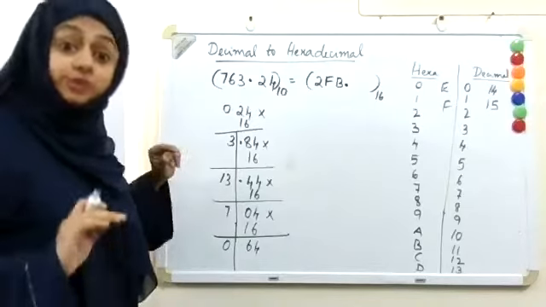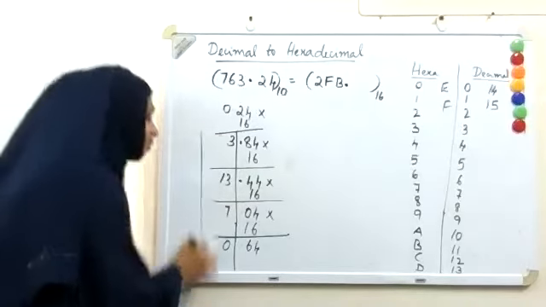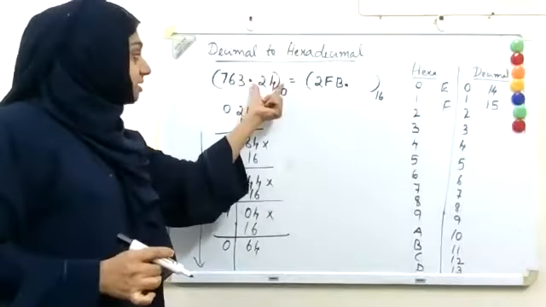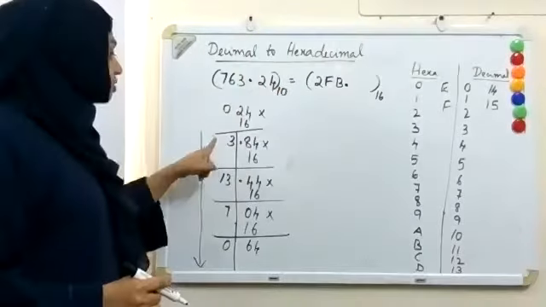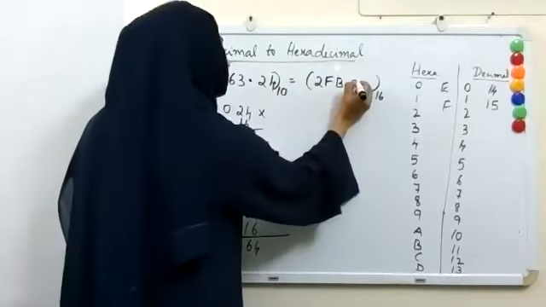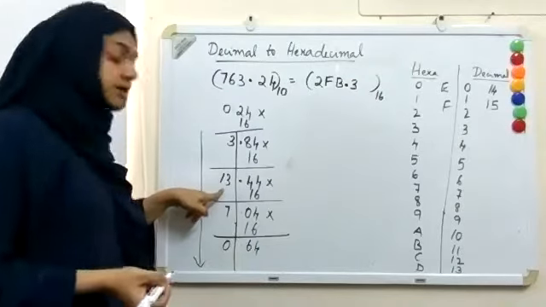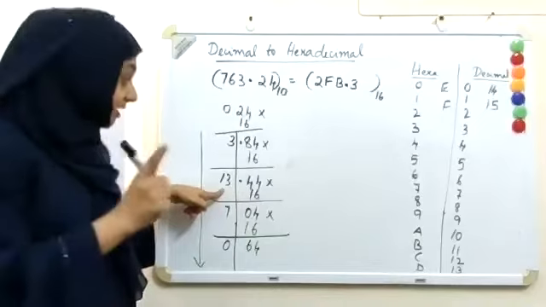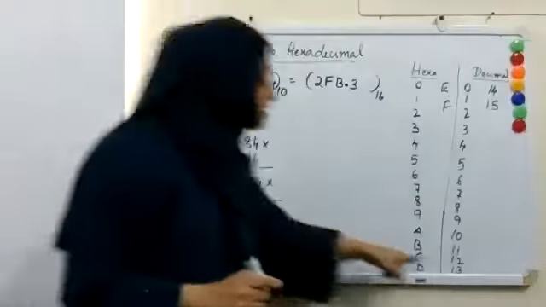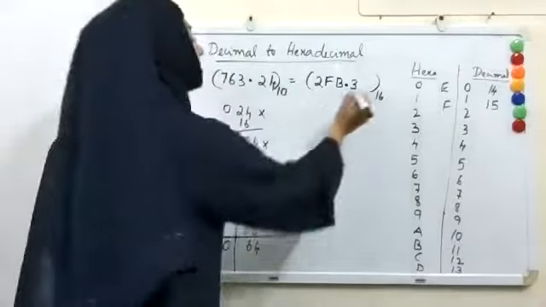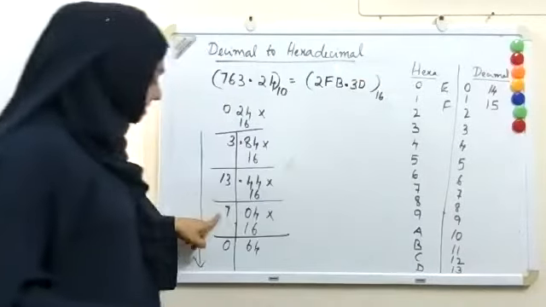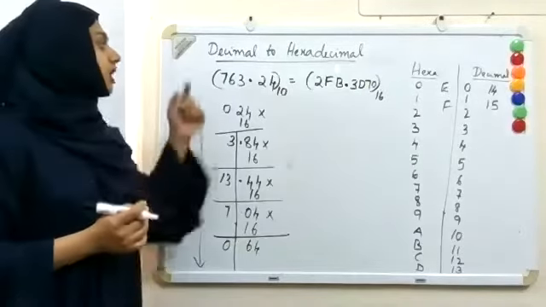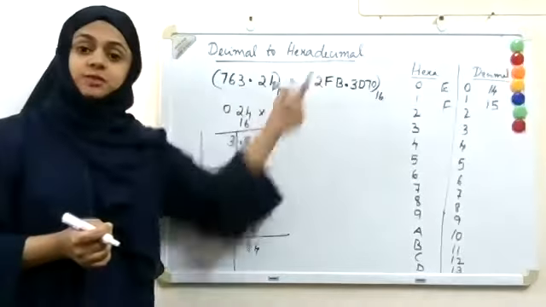3 to 0, because this part you have to go down. When you are writing this part, you have to go up. And when you are writing this part, you have to go down. So first number is 3. Next, it is 13. So what should I write there? D. So I cannot write 13. Instead of 13, I have to write D. Then 7. Then 0. Is this clear to you how to convert a decimal to hexadecimal?